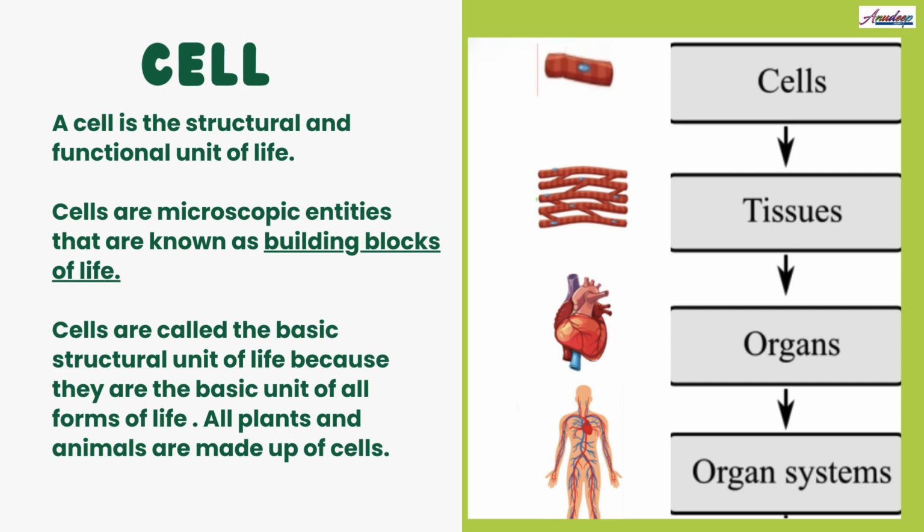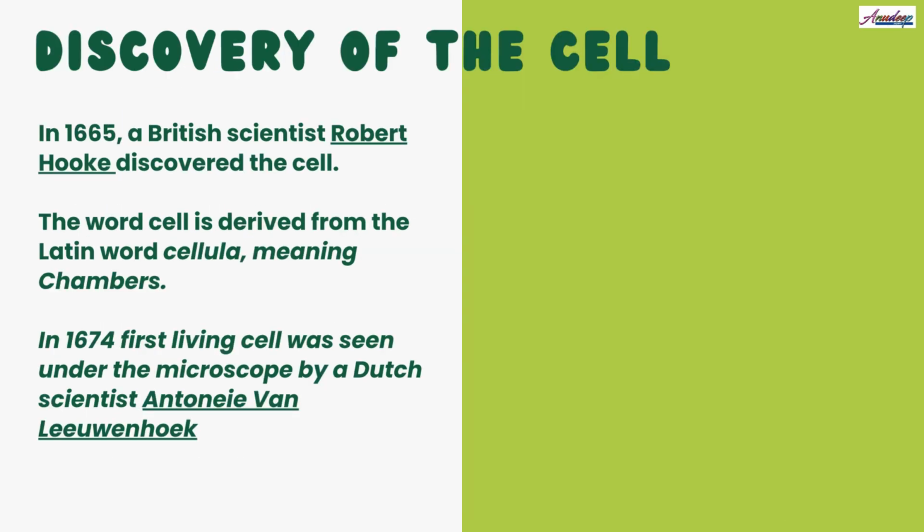Cells are extremely small and can only be seen with the help of microscope and so called microscopic entities. Now we know cells are called the basic structural unit of life because they are the basic unit of all forms of life, and all plants and animals are made up of cells. Now we will see who discovered this cell.